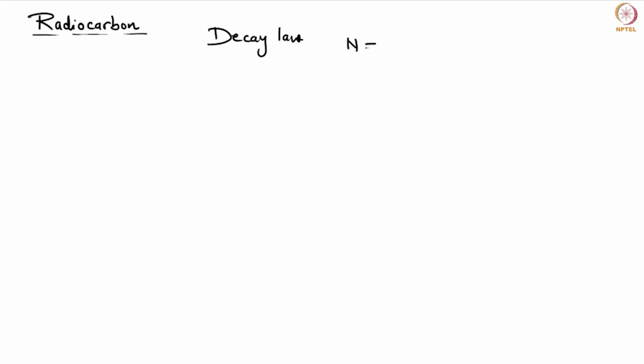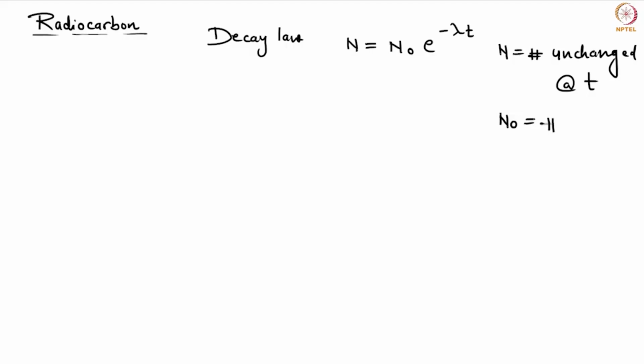So the decay law basically states N equals N0 e power minus lambda t. Lambda is your decay constant. N is the number of unchanged atoms at any given time t. And N0 equals the total number of atoms at time t. And lambda is your decay constant.